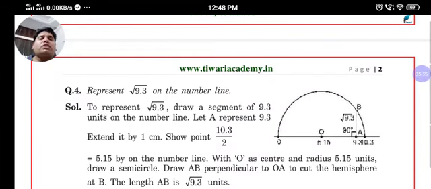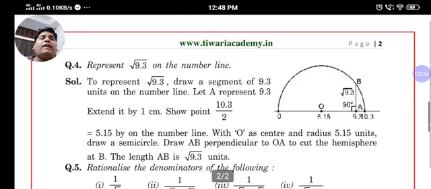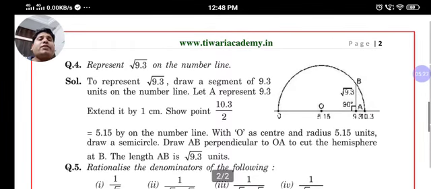Now question 4 is: represent root 9.3 on the number line. To represent root 9.3, draw a line segment of 9.3 units on the number line. Let's represent it, 9.3, and extend it by 1 centimeter. So 9.3 plus 1 centimeter is 10.3, divided by 2, so 5.15 is the center of the diameter of a circle.